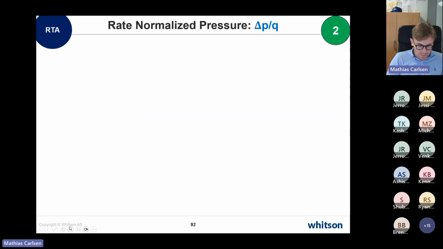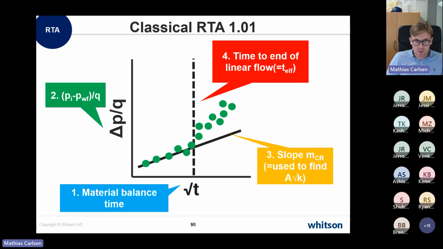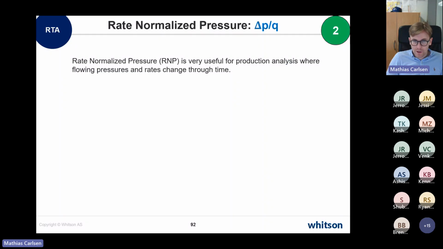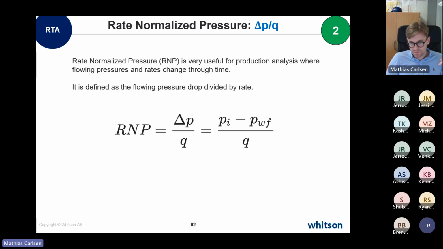Second piece, okay, so again, we're just dealing with these 4 steps on the plot right here. The second piece is rate normalized pressure. Rate normalized pressure is very useful for production analysis, where we have both flowing pressures and rates that change through time. And it's very easily defined as the flowing pressure drop divided by the rate. Okay, so this is what it is.